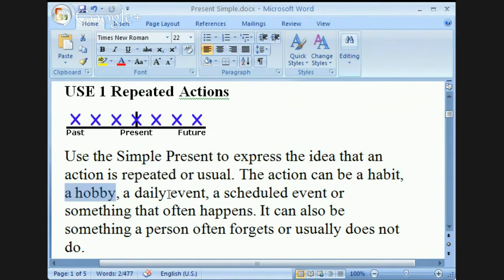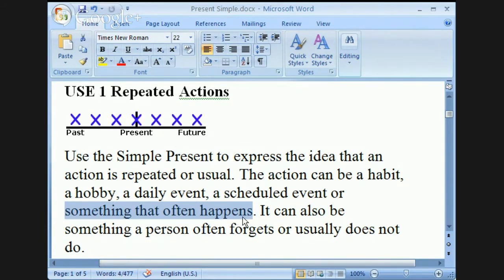He smokes 10 cigarettes a day. All right, well, that's a habit. A hobby: he plays baseball every Saturday. Okay. A daily event: I work every day. A scheduled event. Okay, a scheduled event obviously is a little different. We'll actually look at that more carefully a little later. Or just any old something that often happens. Birds fly by my house.